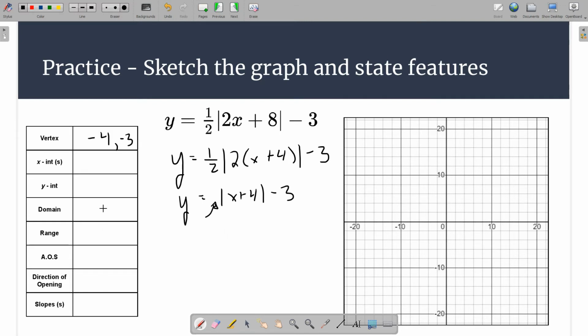So I'm just going to go through the rest of the stuff quickly. My domain is x is real. My range, it looks like I'm going to be opening upward, so my range is y is greater than or equal to -3. Axis of symmetry, x is equal to -4. Direction of opening is upwards. And the slopes are going to be plus or minus 1. I'll graph it first. So -4, -3 is approximately right there. And I've got a slope of 1/1, so something like that. So the function looks like this.